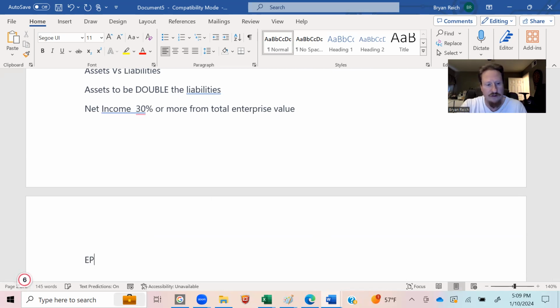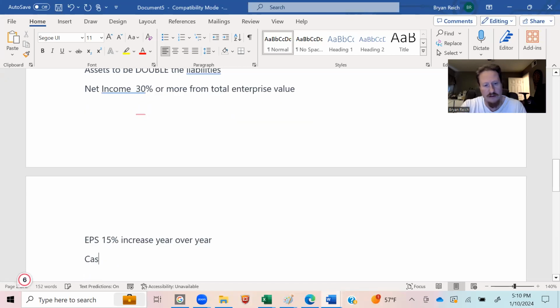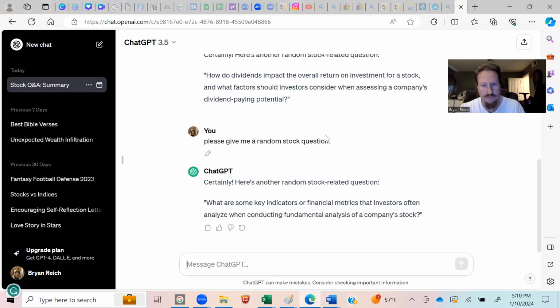Other than that, the earnings per share, if it's a well-known brand, a big powerhouse brand, I like the EPS to be a 15% increase year over year. I like cash flow to also increase year over year. If it's a younger company, then I expect more. I would like more like a 30% increase year over year. Great question. Okay, let's ask it the fourth question.